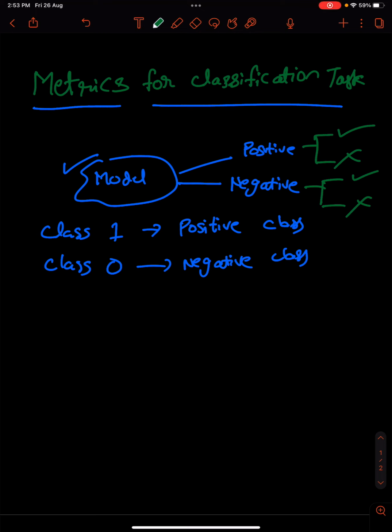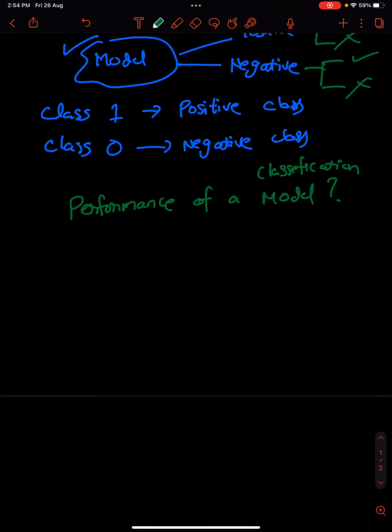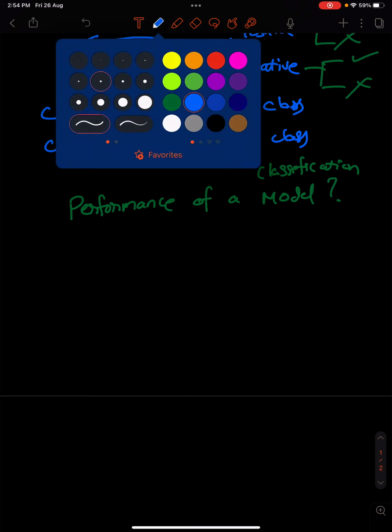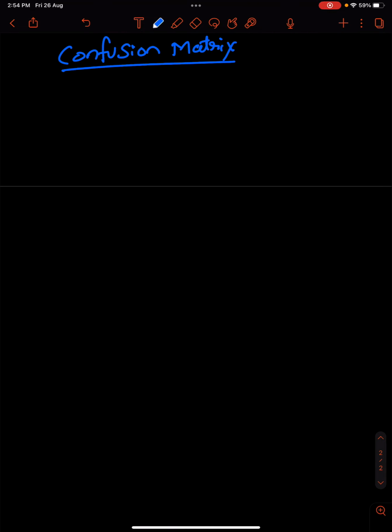Okay, so now based on these, how can we evaluate the performance of a model, specifically a classification model? How can we evaluate the performance of a classification model? There are some metrics using which we can do that, and let us see those metrics. Firstly, we should understand the confusion matrix. Let's see what this matrix is about.